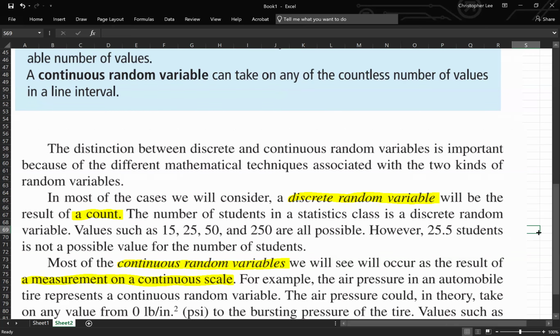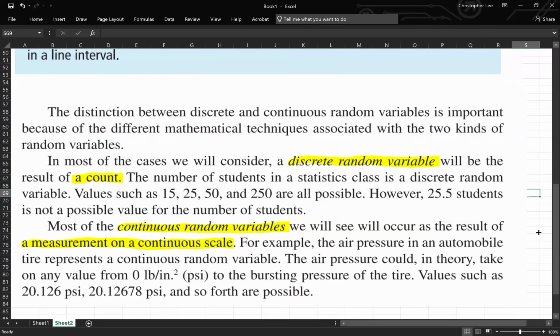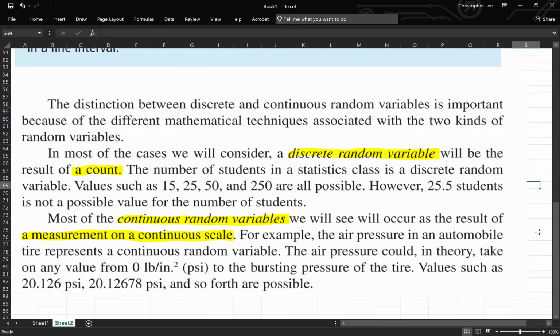All right, that's discrete. Most of the continuous random variables we will see will occur as the result of a measurement on a continuous scale. For example, the air pressure in an automobile tire represents a continuous random variable. The air pressure could, in theory, take on any value from 0 pounds per square inch, psi, to the bursting pressure of the tire. So values such as 20.126 psi or 20.12678 psi and so forth are all possible.